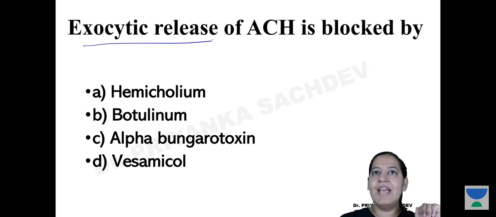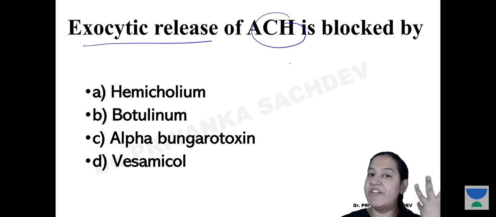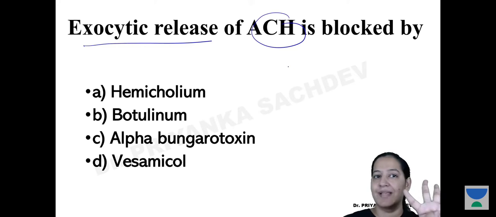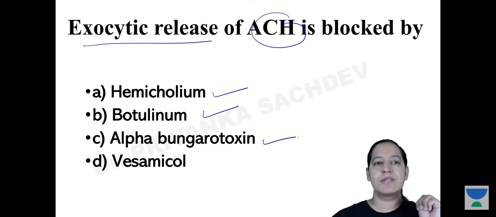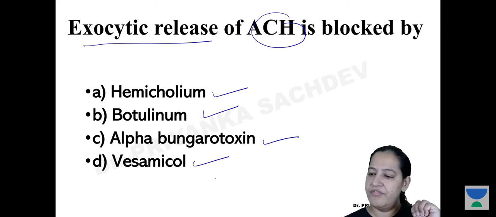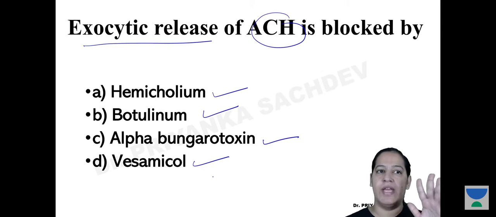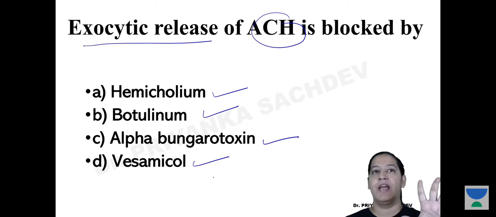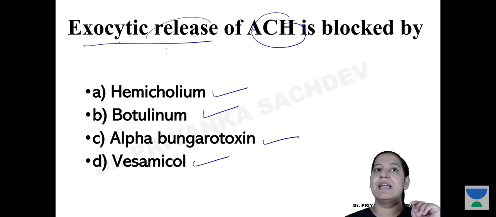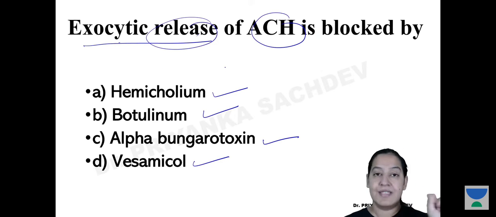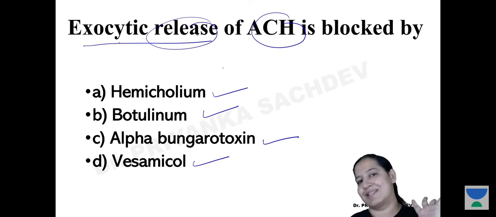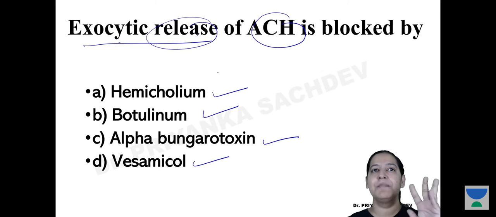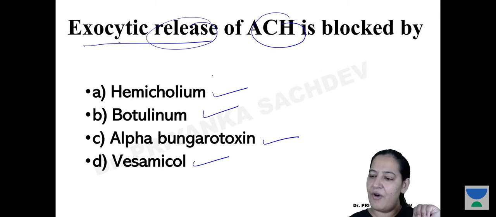Exocytic release of acetylcholine is blocked by which poison? I have told you 3 poisons. So is it hemicholinium? Is it botulinum? Is it alpha bungarotoxin, or is it vesamicol? So which among the following toxins is inhibiting the exocytic release, that is the fusion of the synaptic vesicle with the axon membrane? That is the last step. So which among the following is inhibiting the last step?